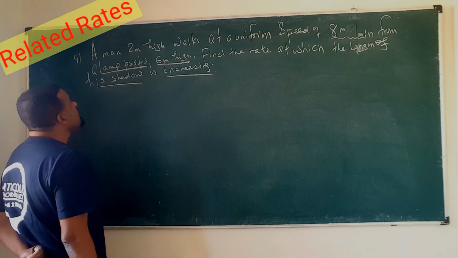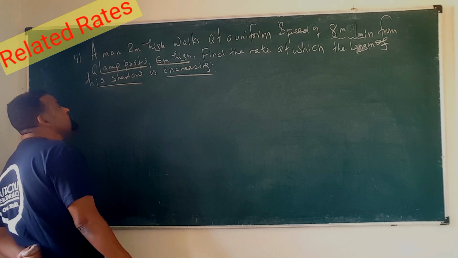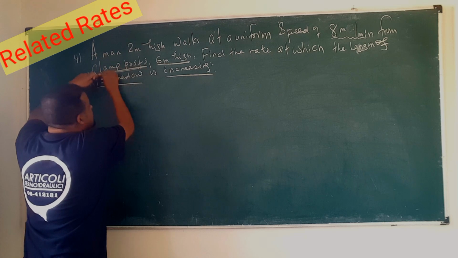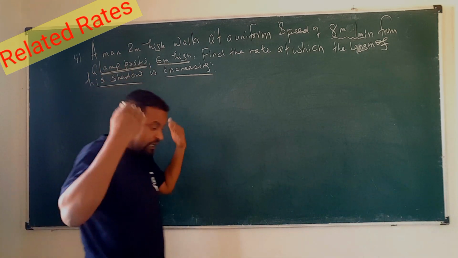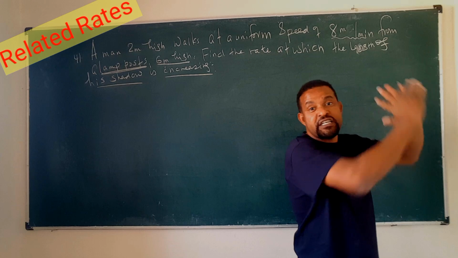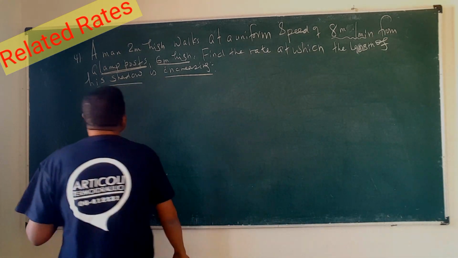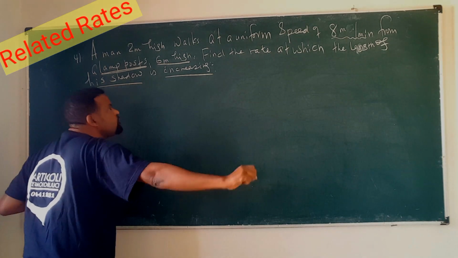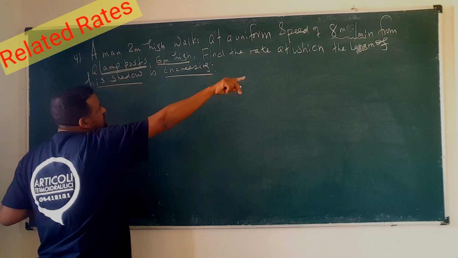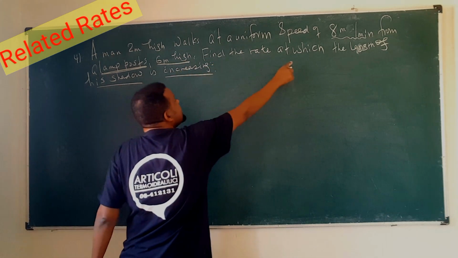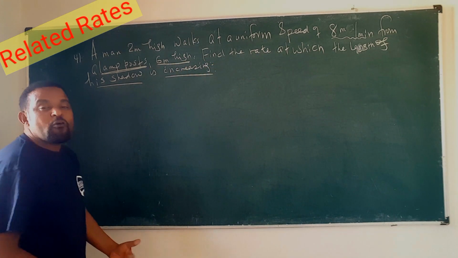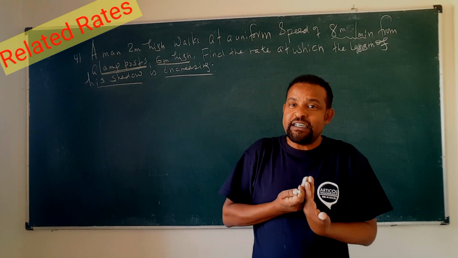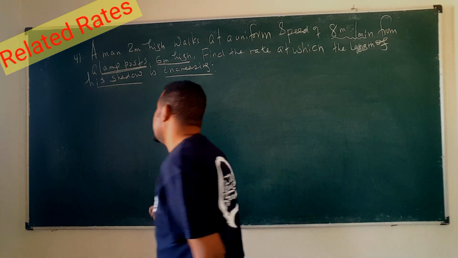Look, a man 2 meters high walks at a uniform speed of 8 meters per minute from a lamppost. There is a lamppost. The man is walking starting from the lamppost along that street at a uniform speed of 8 meters per minute. Good. So find the rate at which the length of his shadow is increasing. So we are going to find the rate at which the man's shadow is increasing.